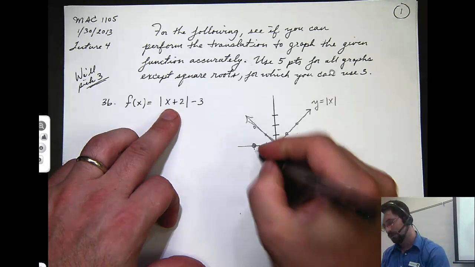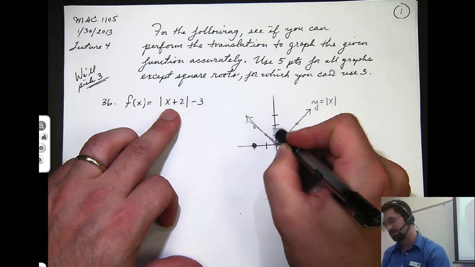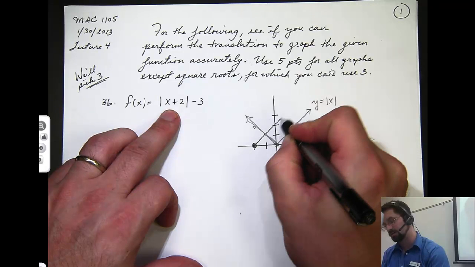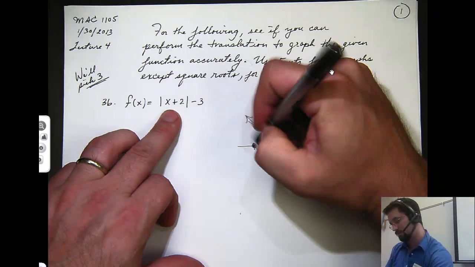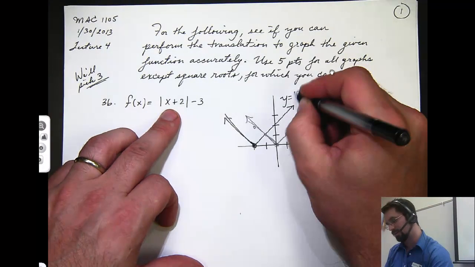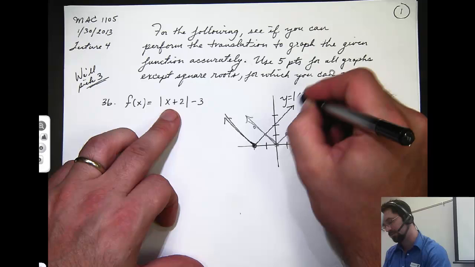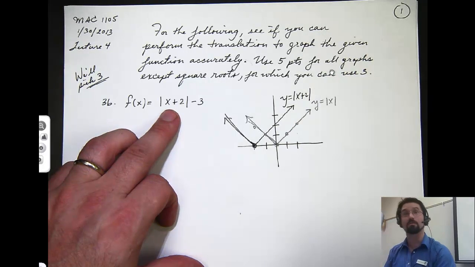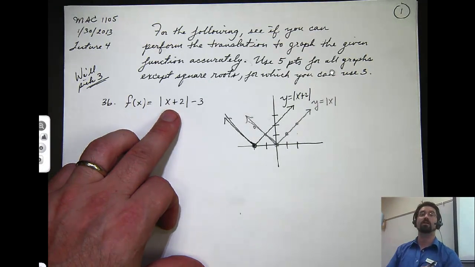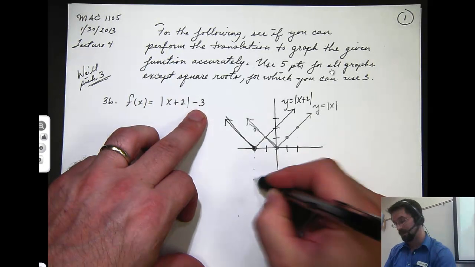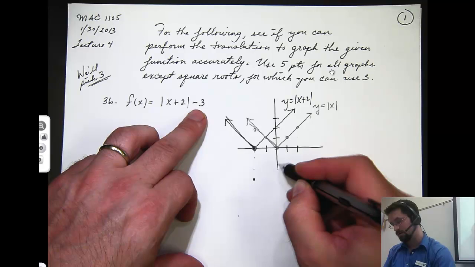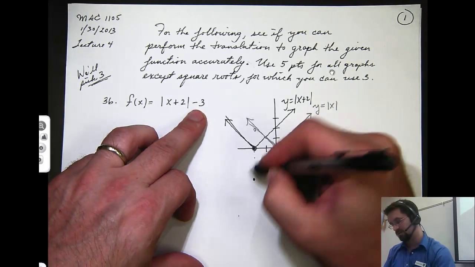Let me do this dark. And it's the same pattern because there's no stretch or compression applied to it. Oh, wait. Darn it. I'll have to do this. This is y equals absolute value of x plus 2. And now if we take it one more step, there's also a translation down. So from here it goes 1, 2, 3 down. And so here is the final thing.